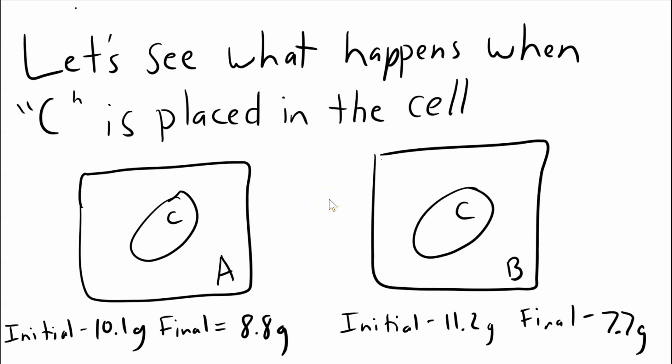Here's the C cell experiments. The cell containing C submerged in A, its initial mass was 10.1 grams. Its final was 8.8. Here, this cell submerged in B, its initial mass is 11.2 and its final is 7.7.